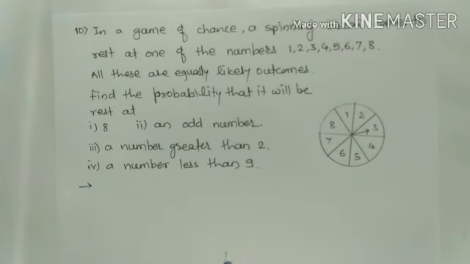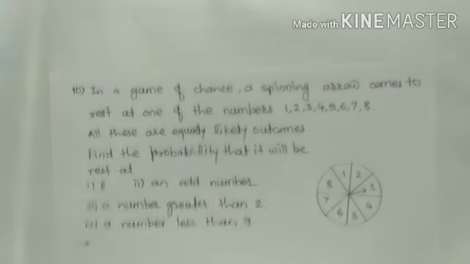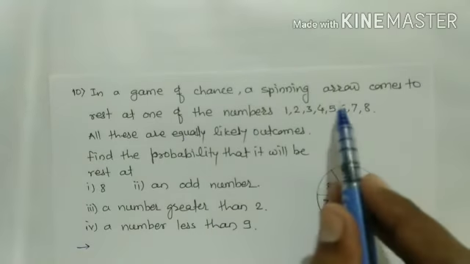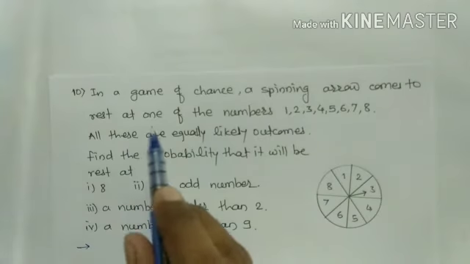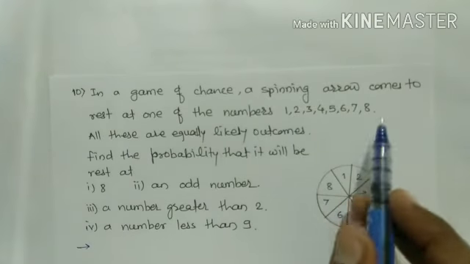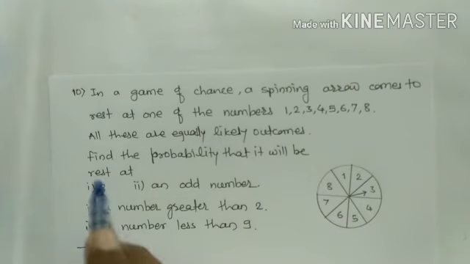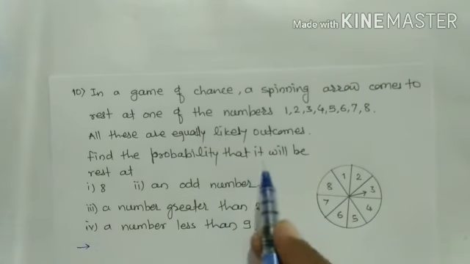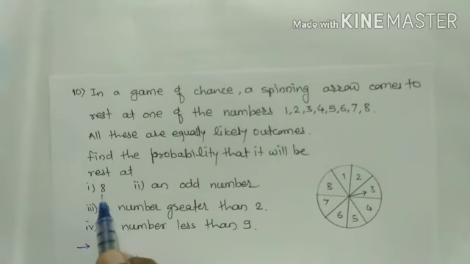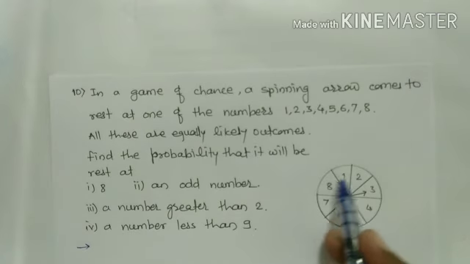Now the next example is example number 10. In a game of chance, a spinning arrow comes to rest at one of the numbers 1 to 8. All these are equally likely outcomes. Find the probability that it will rest at: first, 8; an odd number; a number greater than 2; and a number less than 9. We already solved such type of example in the practice set or previously in this chapter.